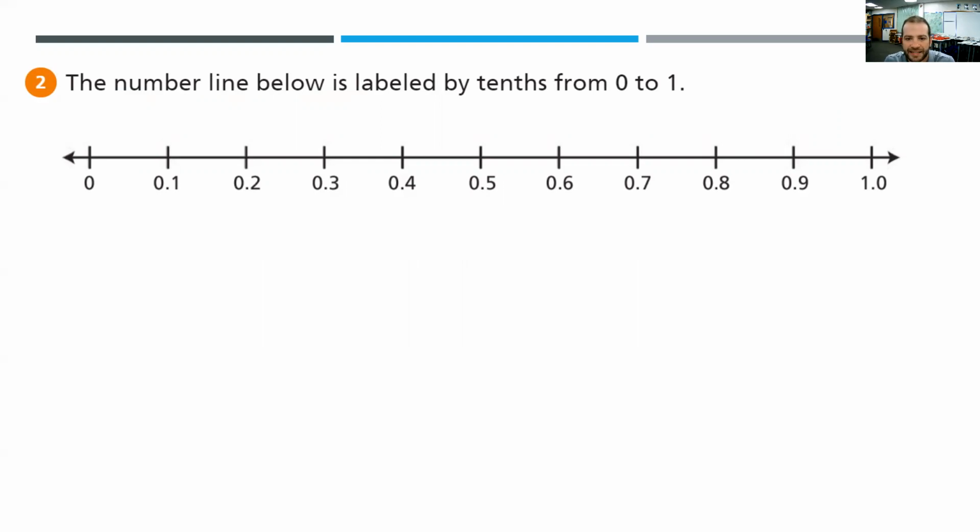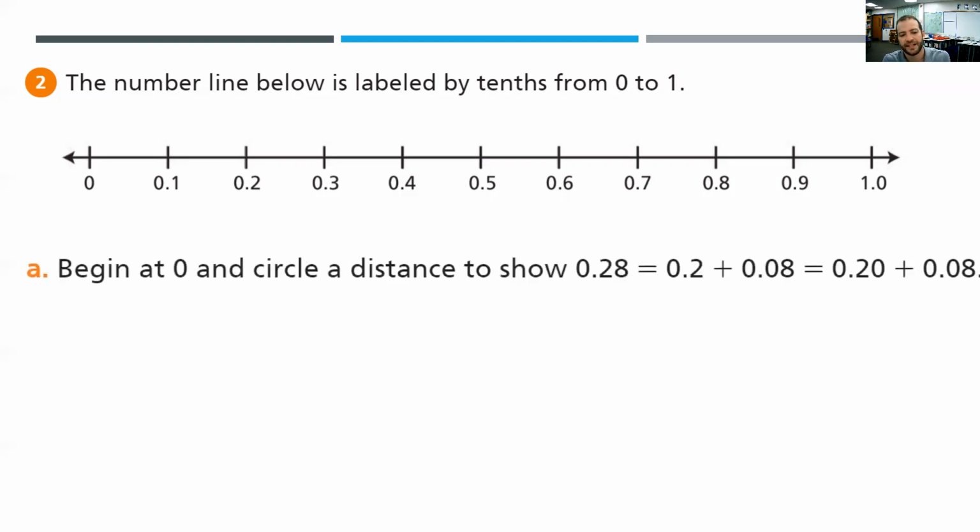The number line is labeled by tenths from 0 to 1 whole. Okay. It's broken into 10 pieces. Each of those pieces is a tenth. Now it says begin at 0 and try to circle the distance to show 28 hundredths. So we could cheat and just do 2/10 real quick, because 2/10 is the exact same thing as 20 hundredths. And we still need 8 more, right? We want 28 hundredths, just like a fraction, 28 hundredths of the whole. So there's 20 hundredths. Now if we broke that into 10 pieces, you would circle 8 of those pieces, right?